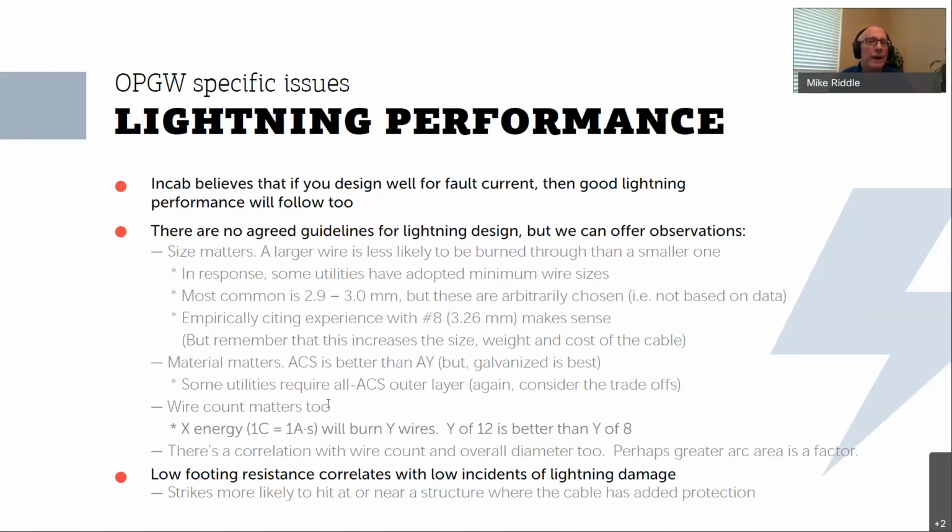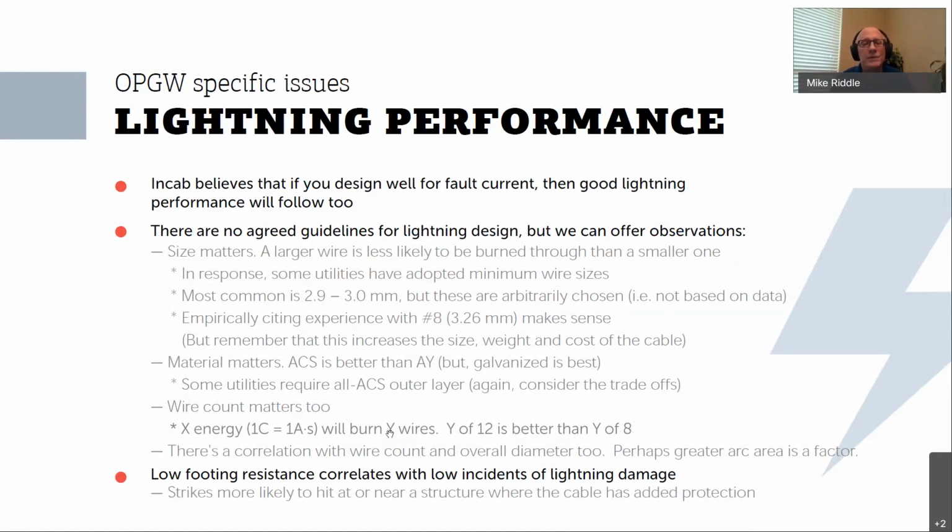Wire count also matters. A certain amount of energy will burn through a certain number of wires. So if I have 12 wires on the outside, say 4 wires burned through from this energy, 4 out of 12 is better than 4 out of 8, right? 4 out of 8 means I will have lost or expect to lose about 50% of my strength.